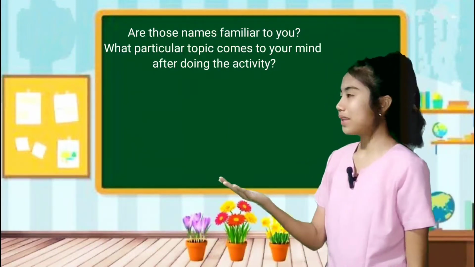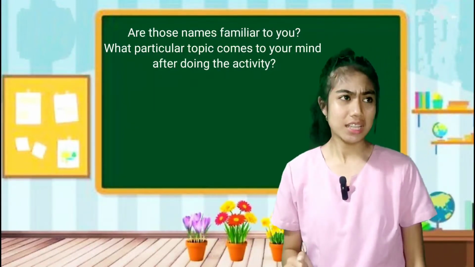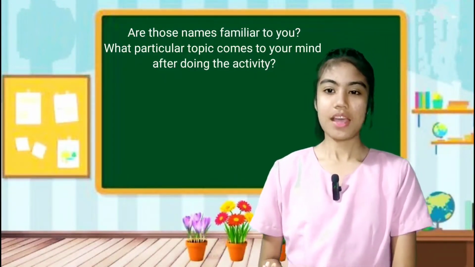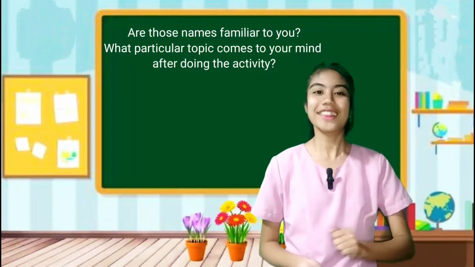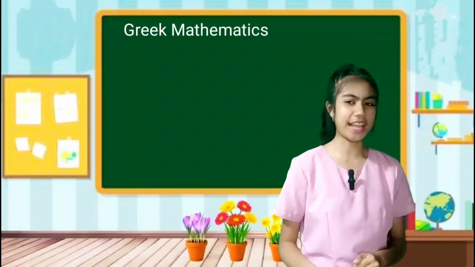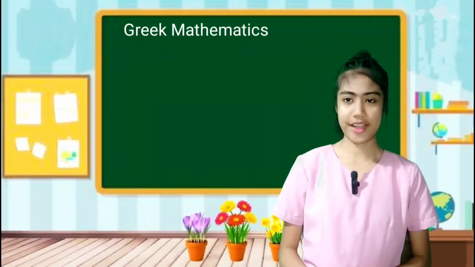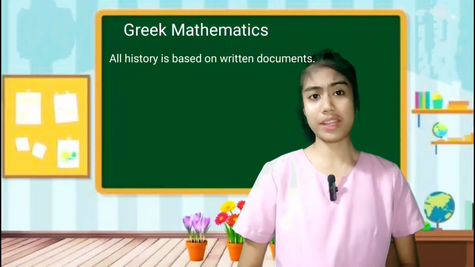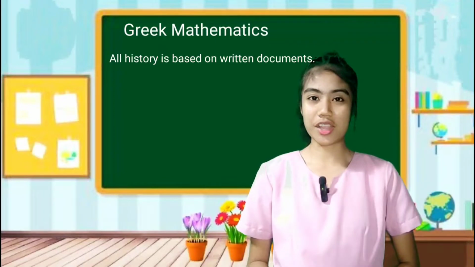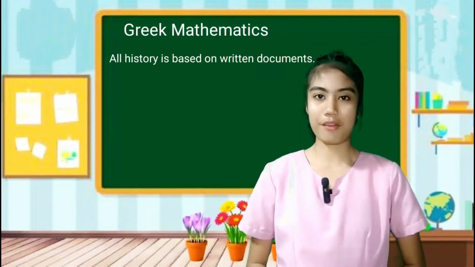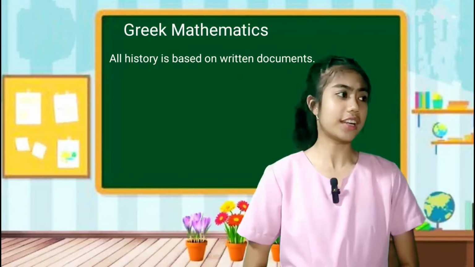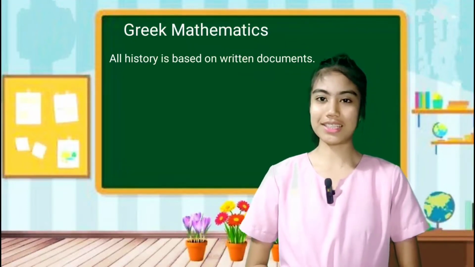So, are those names familiar to you? What particular topic comes to your mind after doing the activity? Yes, Hasmin? Fantastic! Greek mathematics seems to have been a detached intellectual pursuit for the connoisseur. All history is based on written documents. Although documentation concerning Egyptian and Babylonian mathematics is often very precise, the primary sources that can give us a clear picture of the early development of Greek mathematics are fewer.